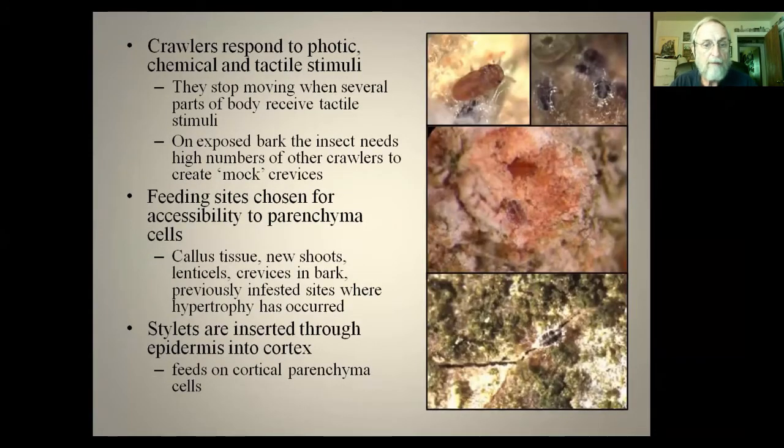The crawlers respond to various stimuli as they're crawling around, and they eventually find a feeding spot and insert their stylets. And at that point, they no longer move any further. There's usually a stimulation on the host that creates a bit of a callus area, so you get a bit of a crevice effect, and that's where they like to feed, in confined areas like crevices. The feeding sites are chosen for their accessibility to the parenchyma cells. The stylets are inserted through the epidermis and into the cortex where they feed on cortical parenchyma.